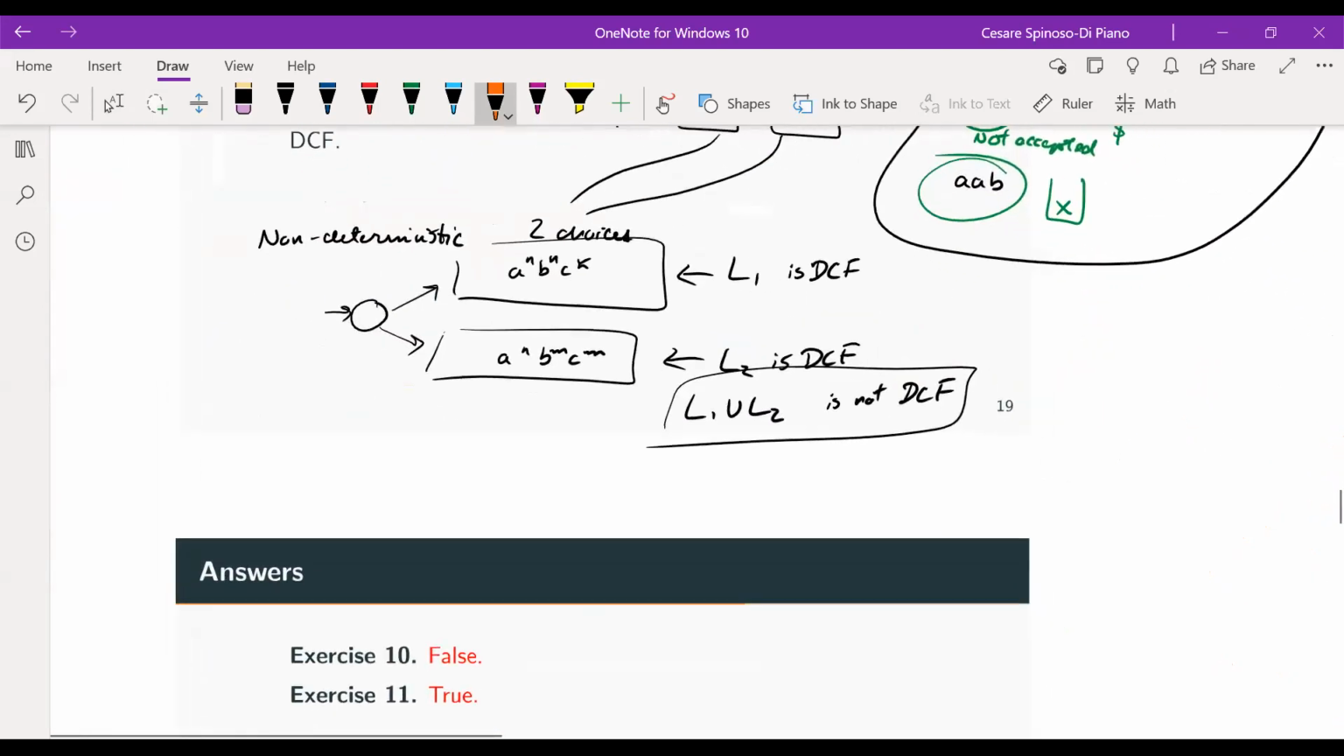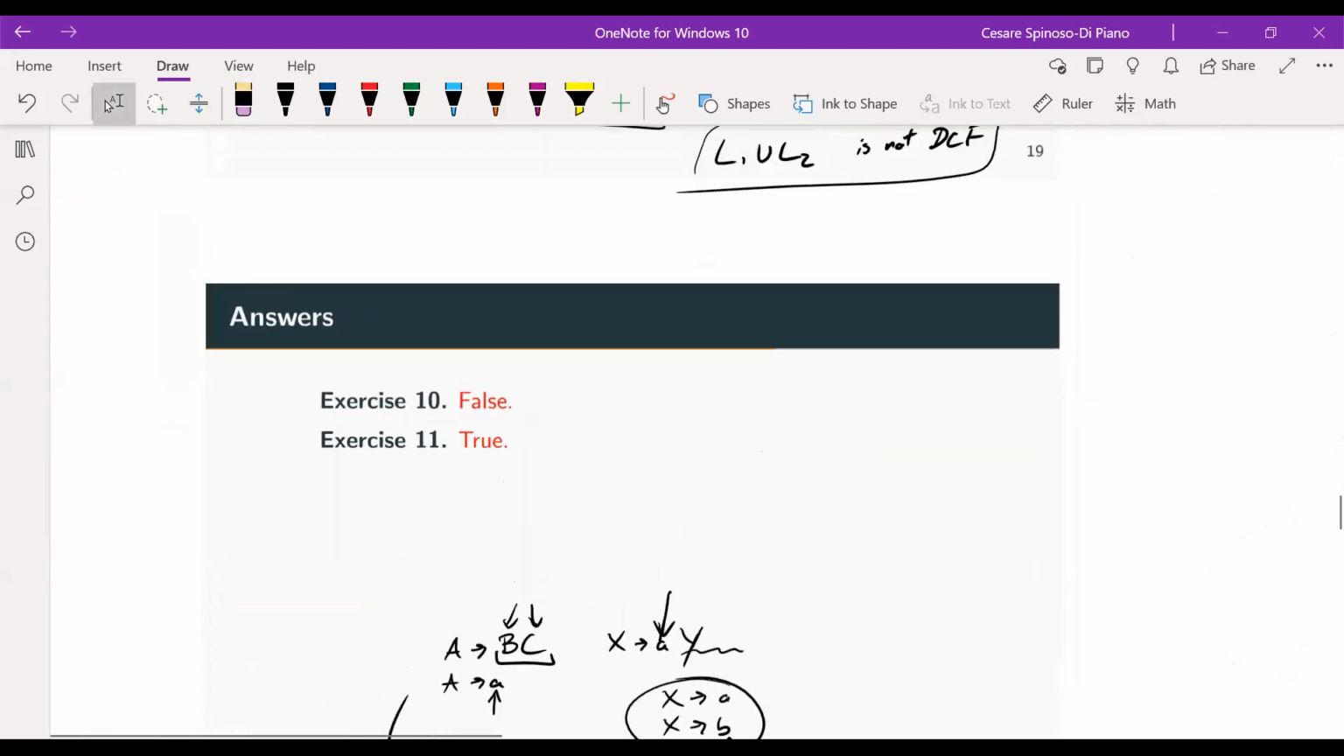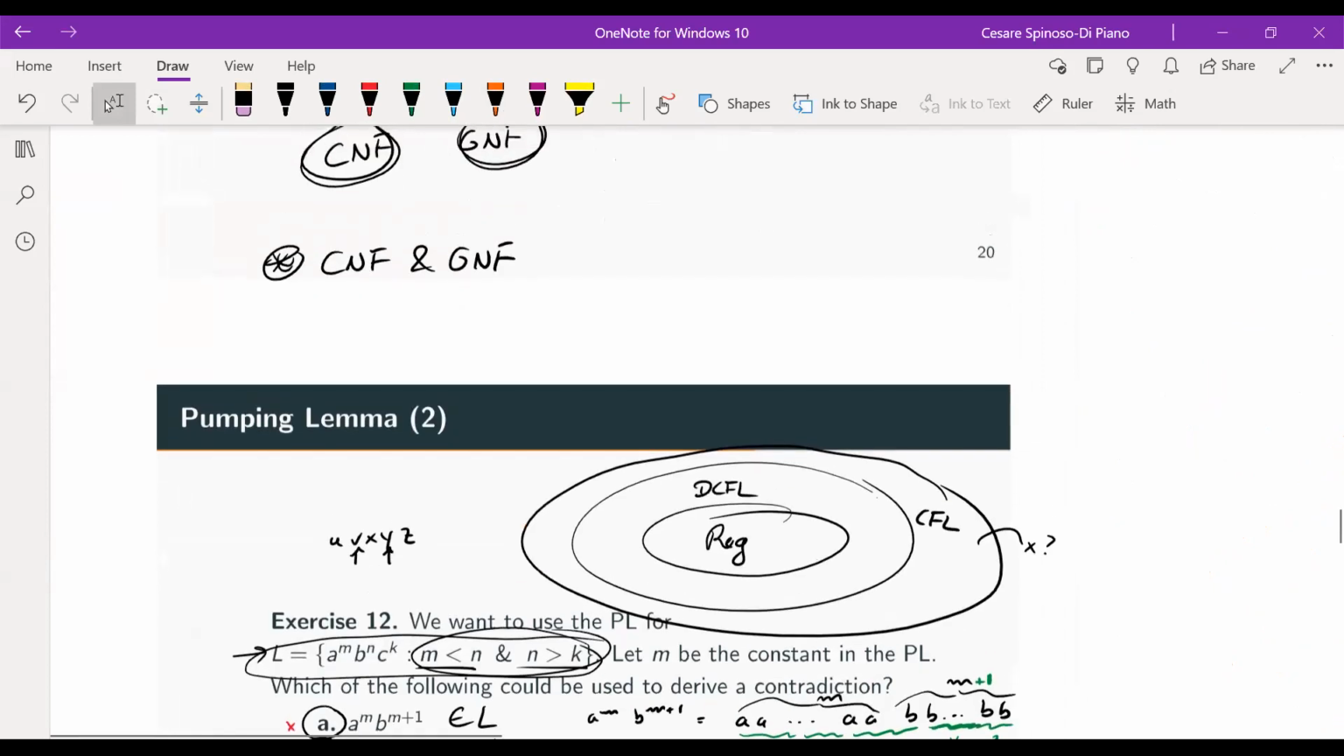Ambiguity is a section I completely skipped, but that's also important. So what does it mean to be ambiguous? You can have different derivations, leftmost derivations or rightmost derivations, for the same string. So you have ambiguous. So that's a very good question.